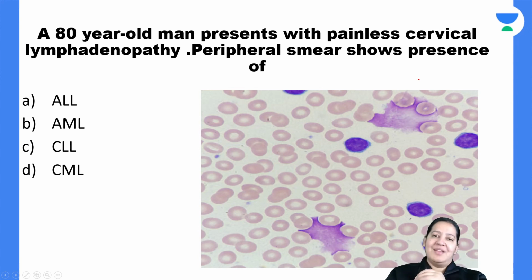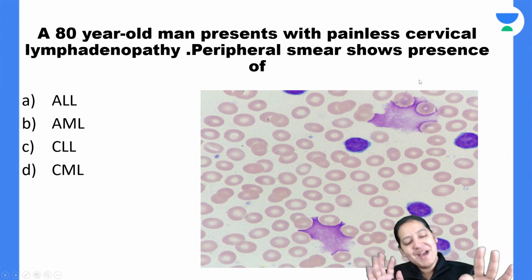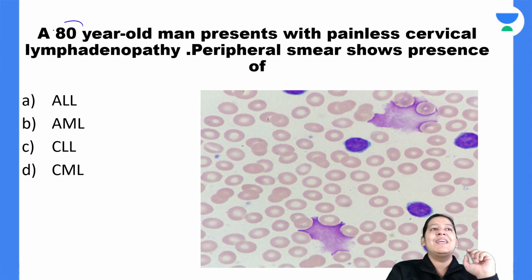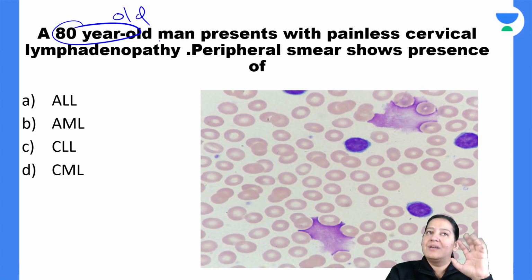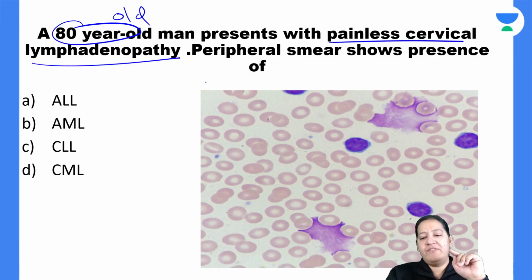Coming to the next question. It's very easy, a straightforward diagnosis is asked. I will read it for you. An 80-year-old, so old age is the first clue, presented with painless cervical lymphadenopathy. The peripheral smear is shown.